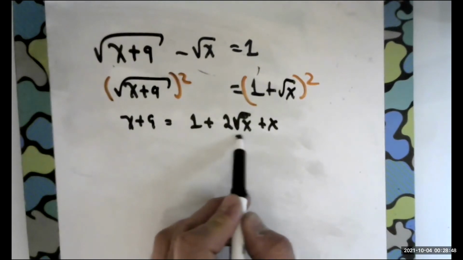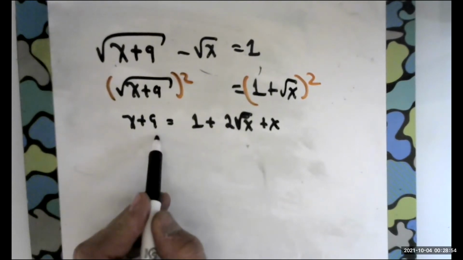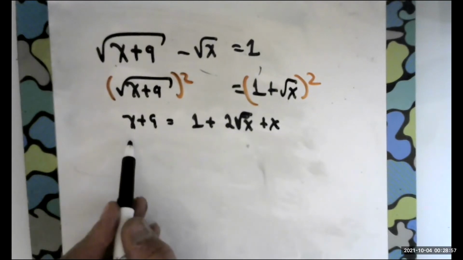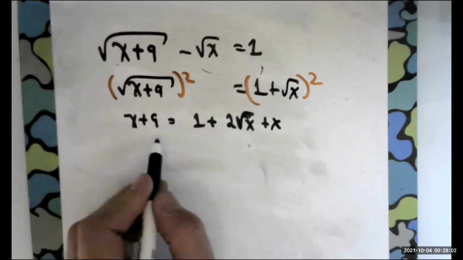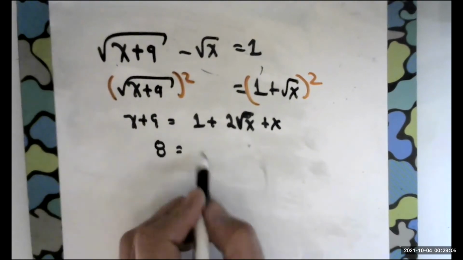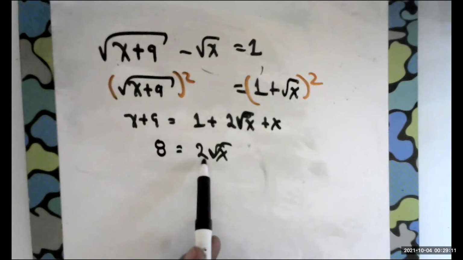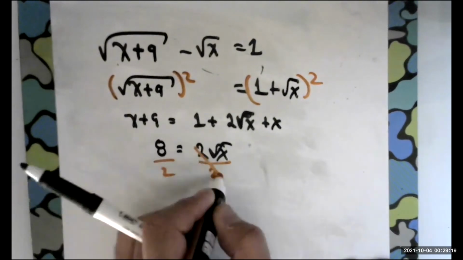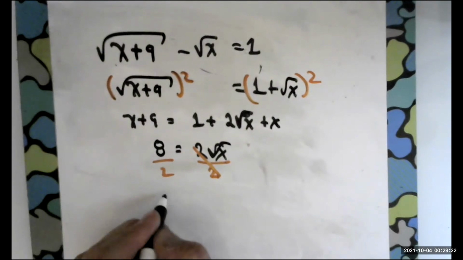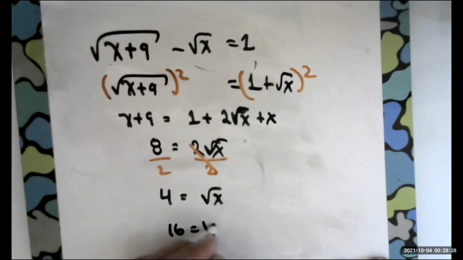Now I need to isolate the term that contains the radical. So let me proceed to subtract 1 and subtract the x. x minus x is 0. Then I said we subtracted 1, so it'll be 9 minus 1 is 8 equals 2 radical x. Here, since this is 2, this is 8, we may afford to divide by 2. Sometimes if you don't get a fraction, don't divide, just simply square. In this case, it's 8 divided by 2. So now I have, of course, 4 equals radical x. So we may square, so 16 equals x.